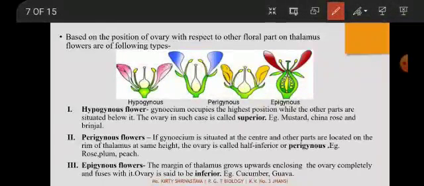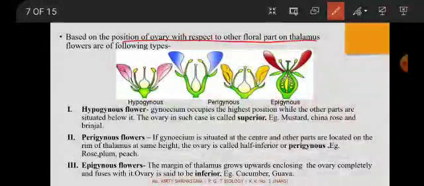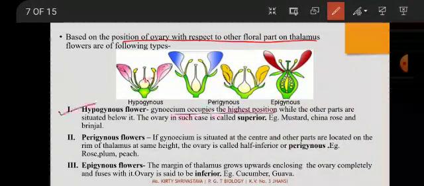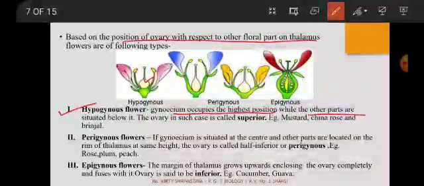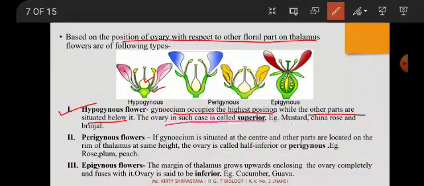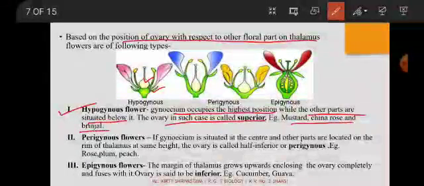We shall now learn some scientific terms to describe the flower on the basis of position of ovary with respect to other floral parts on the thalamus. The flower is said to be hypogynous when the gynoecium occupies the highest position, while the other parts are situated below it. The ovary in such case is superior. Example, the flower of mustard, China rose and brinjal are all hypogynous flowers.